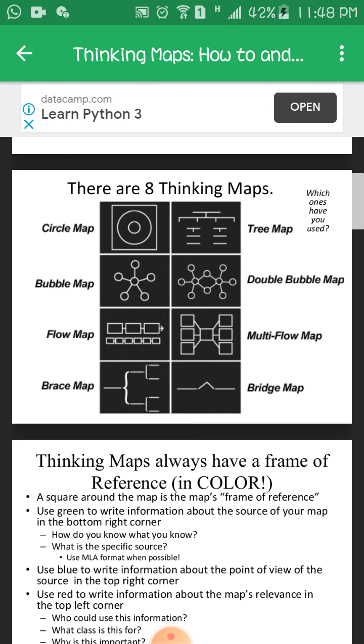There are 8 thinking maps. Number 1, circle map. Number 2, tree map. Number 3, bubble map. Number 4, double bubble map. Number 5, flow map. Number 6, multi-flow map. Number 7, brace map. Number 8, bridge map. You can use these maps to present your paper, to give the presentations in your paper and tests.